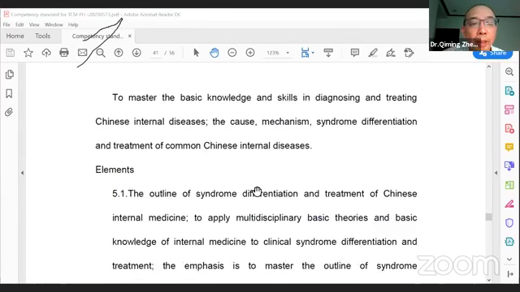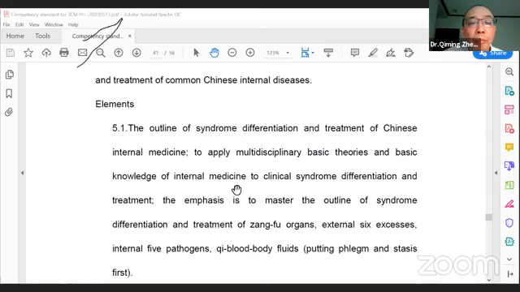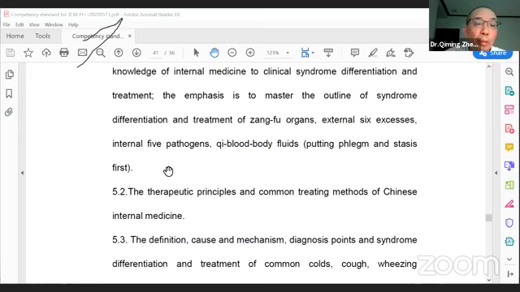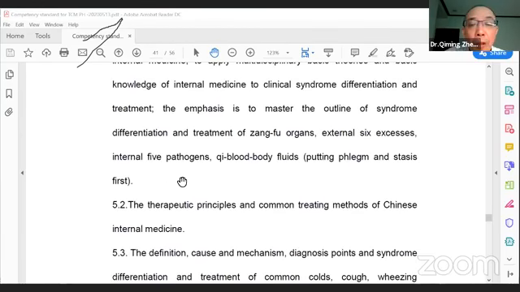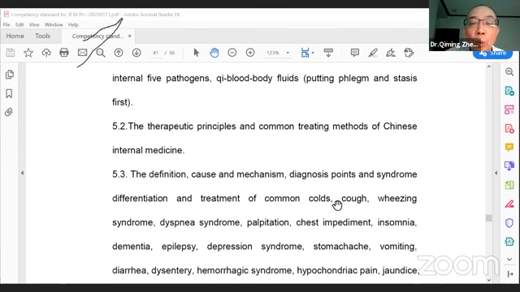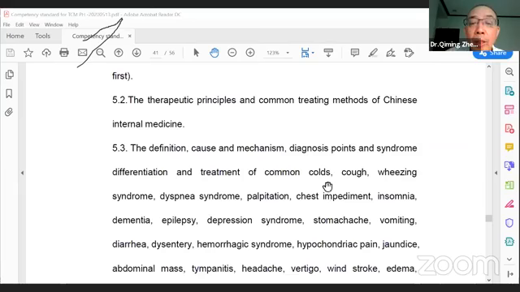The first is Chinese internal medicine. In Chinese internal medicine, the first element is the outline of syndrome differentiation and treatment of Chinese internal medicine. Actually, you apply the basic Chinese medicine series and the diagnostics of TCM, and include the formulas and Chinese herbal medicine, materia medica, and then you come out with the determination of the treatment. Second is the therapeutic principle and common treating methods of Chinese internal medicine. Of course, the competency includes the definition, cause and mechanism, diagnosis point, syndrome differentiation, and treatment of common cold. We list the Chinese internal medicine disease terms.